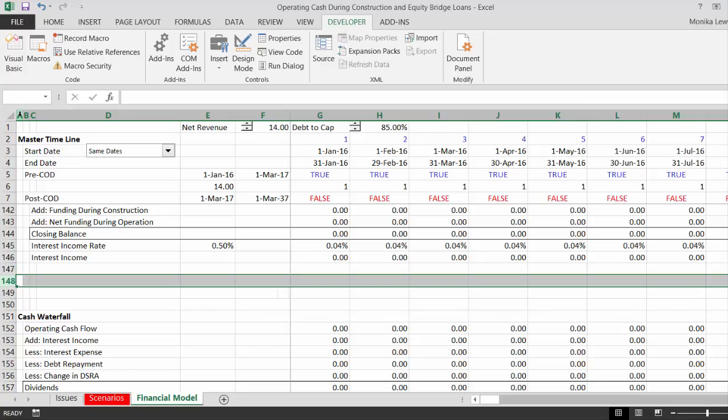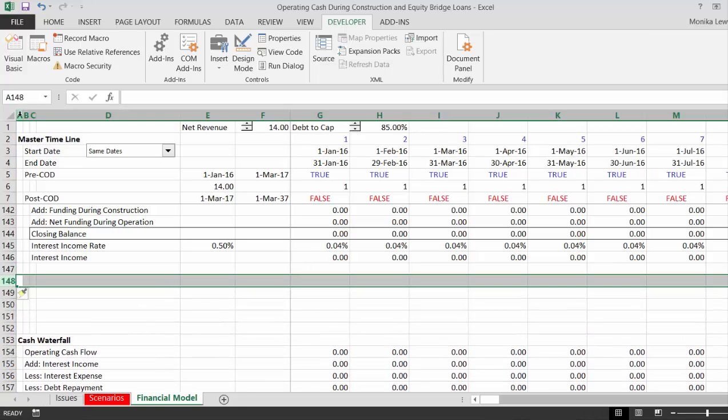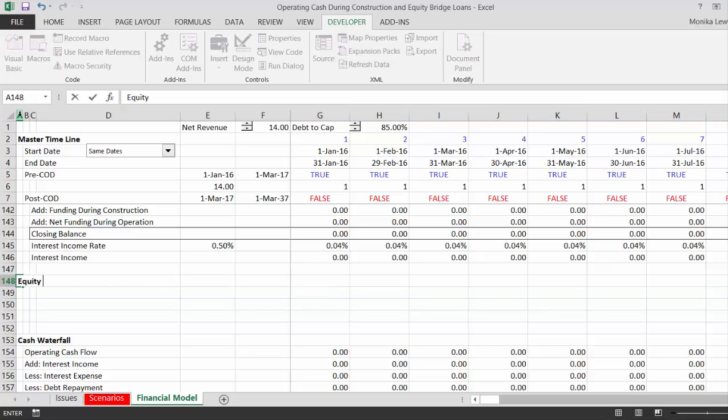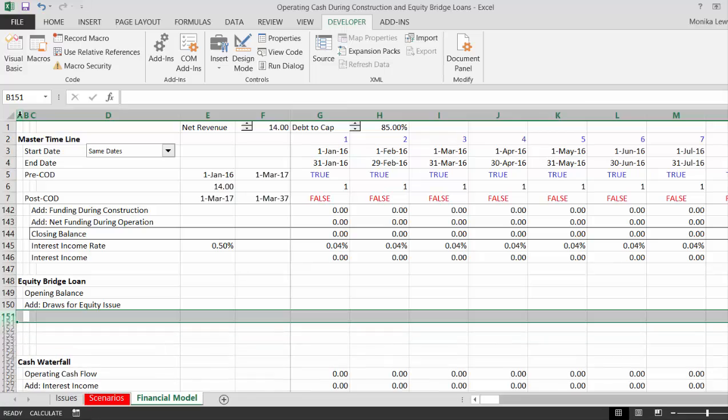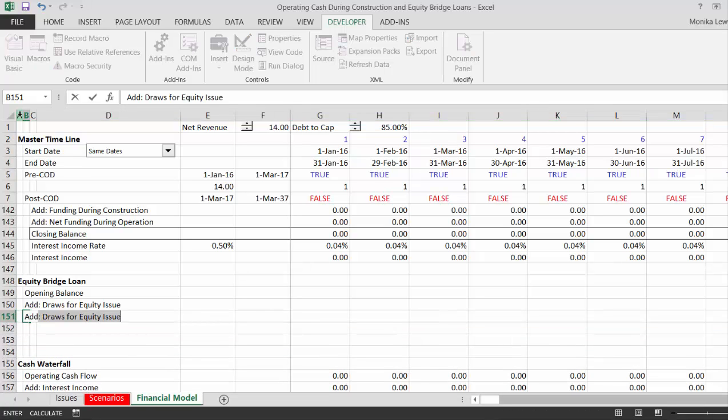Let's now add a couple of things here. So now we're going to put our equity bridge loan. Now let's do the easy way first. Okay, and we'll put an opening balance, add draws for equity issue, and then we'll also add capitalized interest. So this makes it really easy. We don't have to worry about paying any interest. And then we put less repayments at COD.